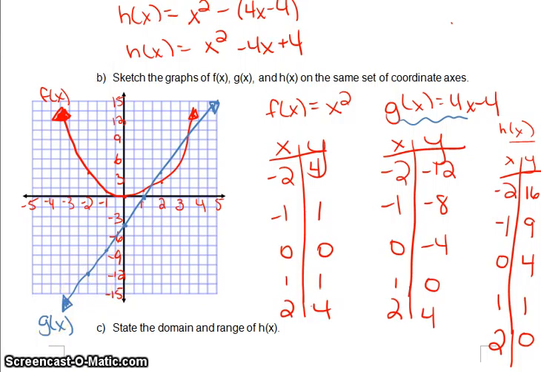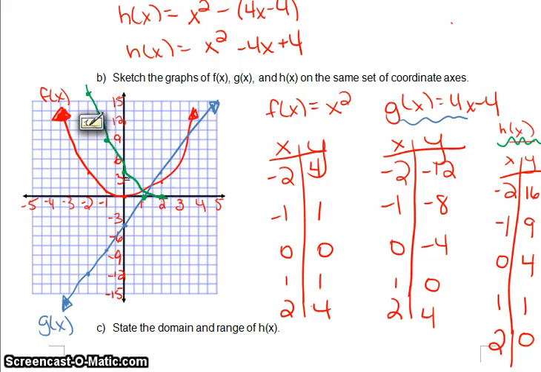And we switch colors again for h of x. So h of x I will do in green. So that is at -2 and +16, so that's about way up here. Then we had -1 and 9. We had 0 and 4. Then we had 1 and 1. Then we had 2 and 0 there. Alright. And so if we combine that graph, we'll see what's going on there.